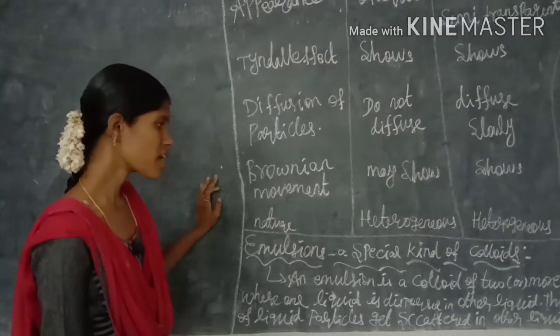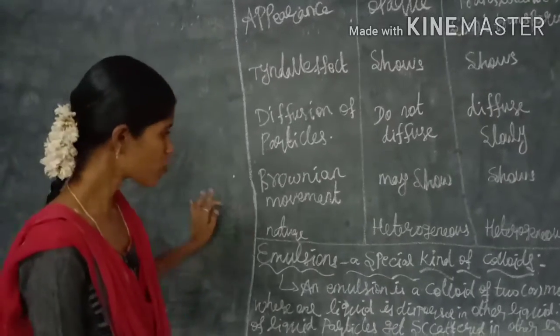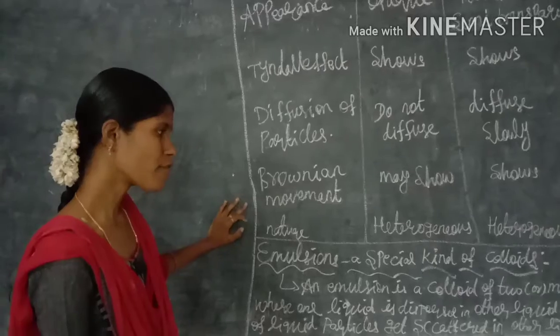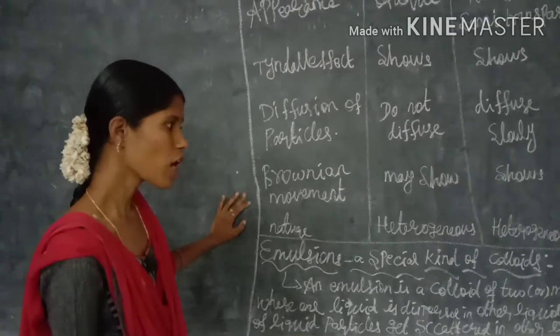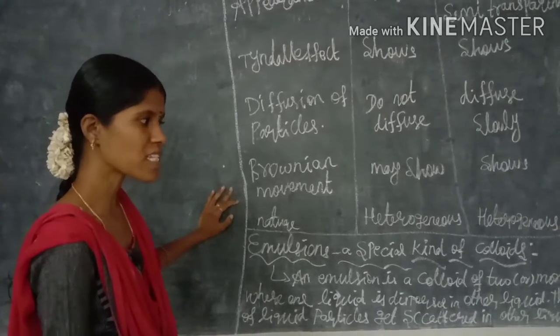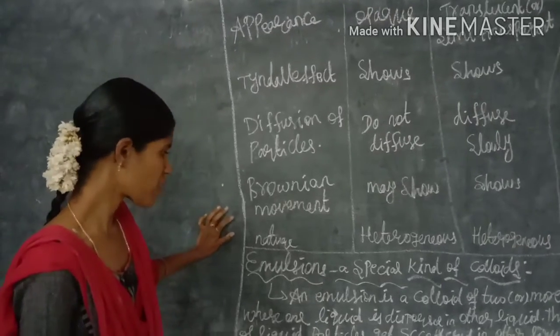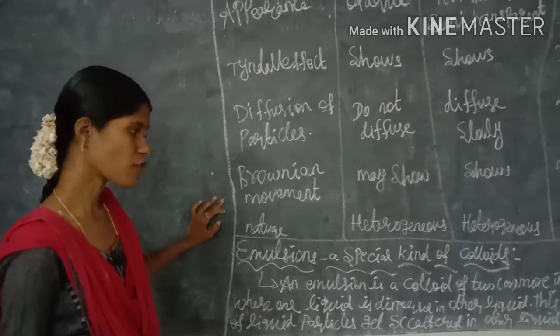Then the next one is emulsions. Emulsion refers to a special kind of colloid, which means it is a mixture of two or more immiscible liquids. Immiscible liquids means, for example, oil and water, where one liquid is dispersed in the other liquid.